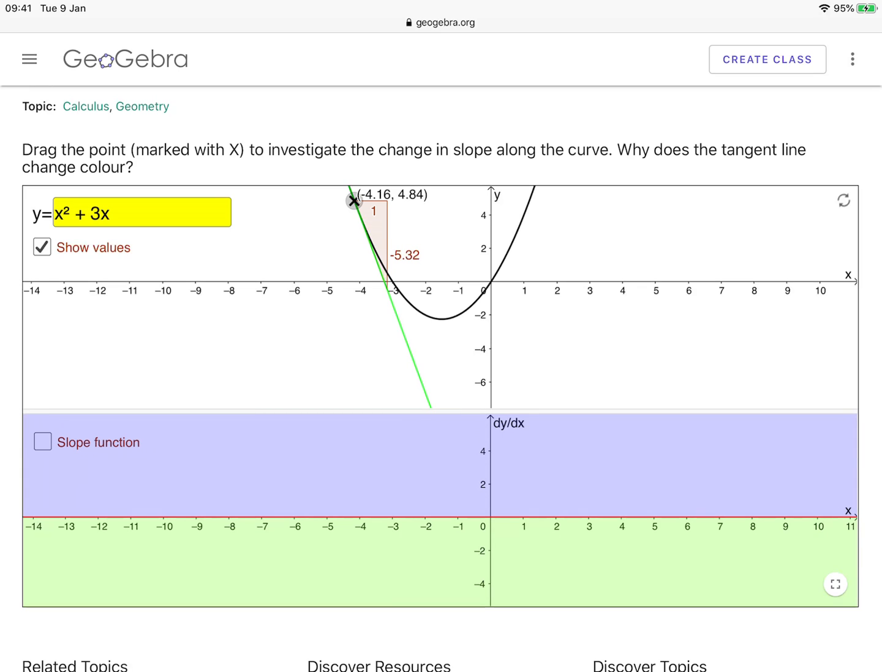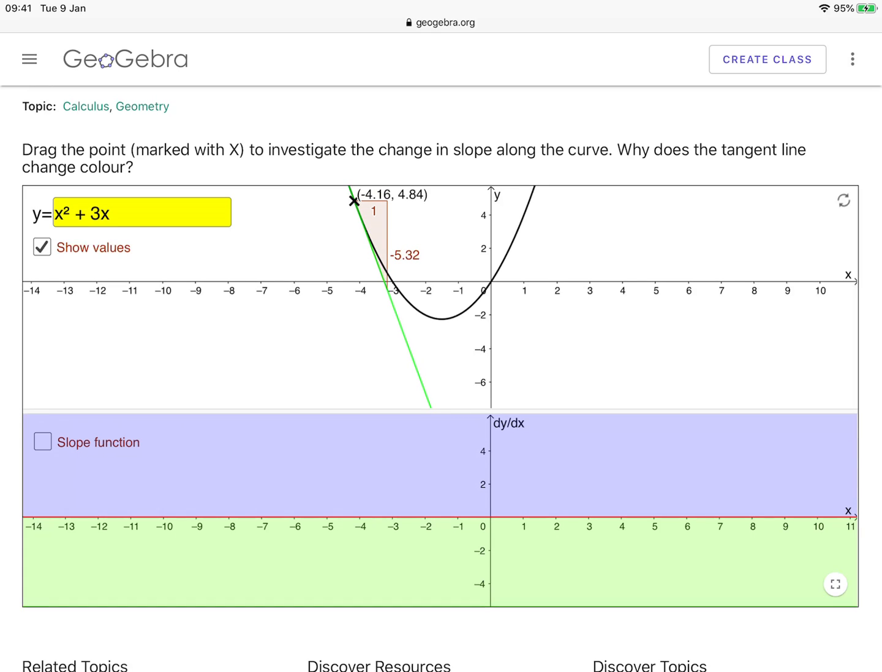Hi, so I'm just going to run through some examples of sketching the gradient function. I've got a couple from Geogebra first of all. It says drag the point with the x to investigate the change in slope along the curve. Why does the tangent line change colour? That's just another thing to think about.